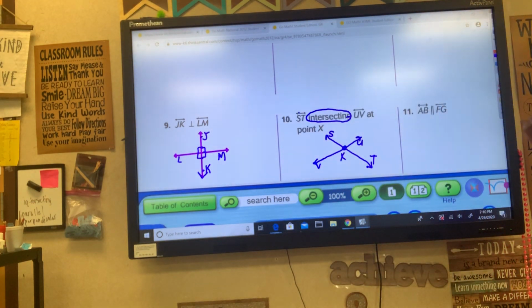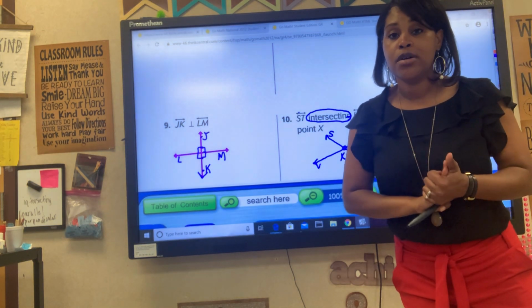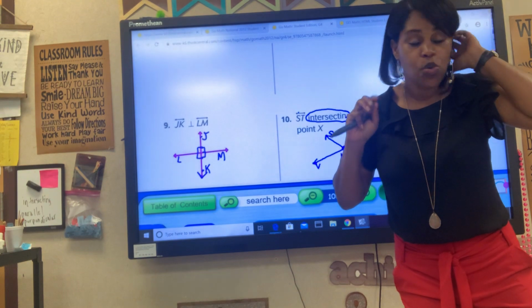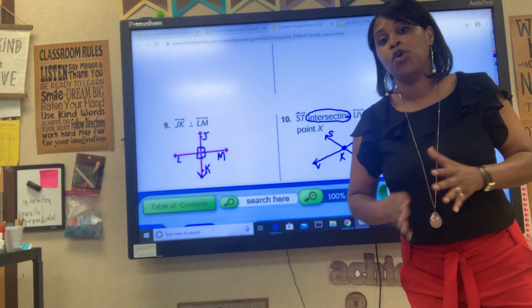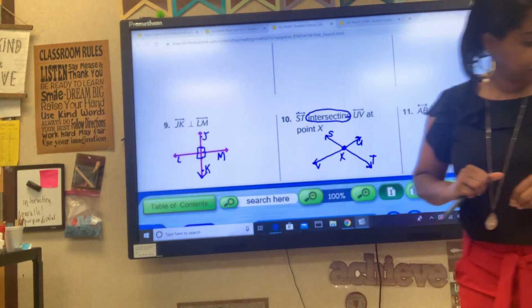Last but not least, we're going to look at number 11 today. And after you're done with 11, you will close your booklet, you will close your packet, and you will walk away. You won't even look at the next page. You won't look at this anymore today because this has been more than enough.